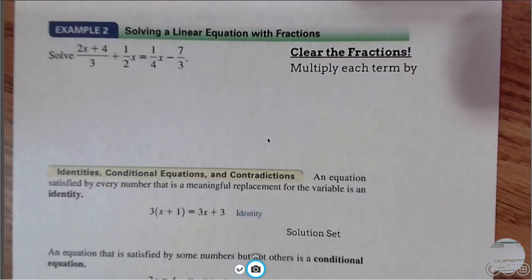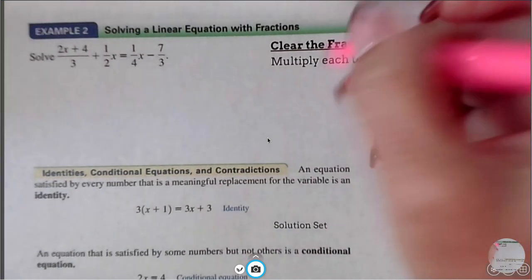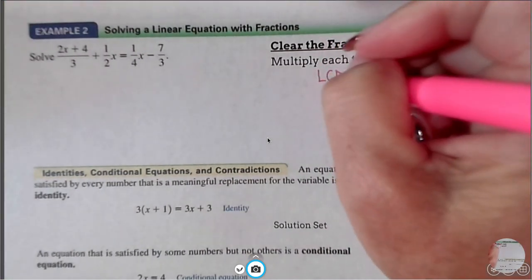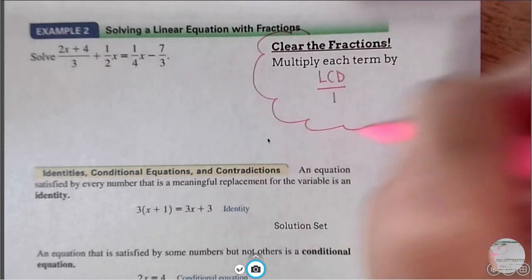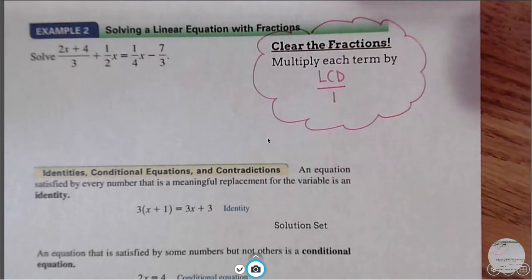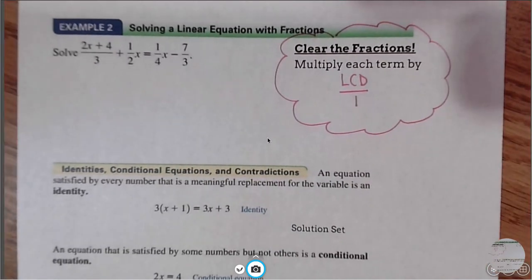Let's solve a linear equation with fractions. So I know that we'd rather not deal with having fractions in our problem. Good news, we can actually clear the fractions. What we are going to do is multiply each term by the LCD over 1. So anytime you are working with an equation that has fractions, this is my go-to strategy.